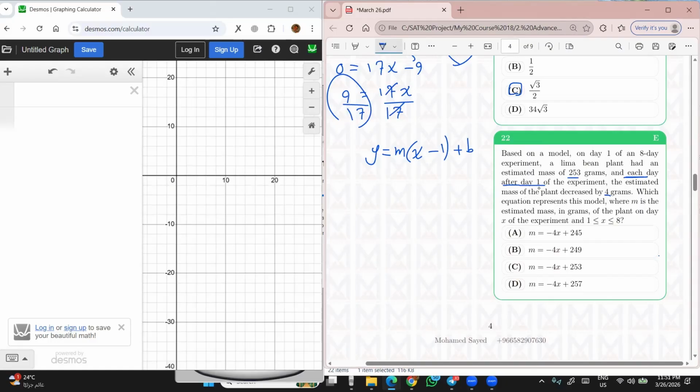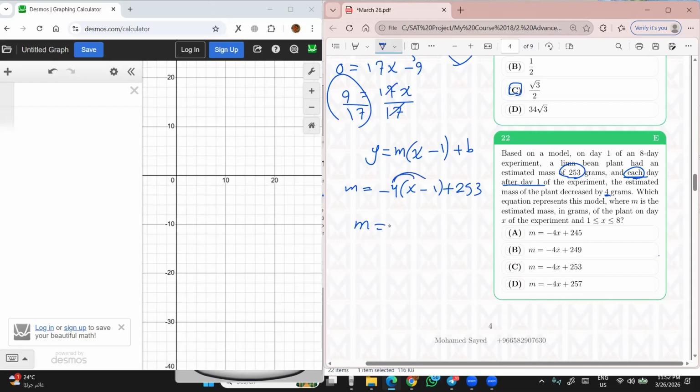So we start calculating from day 2, which makes x the number of days after day 1, which makes x minus 1 our option. If the question says after 3 days, we need to write x minus 3 and so on. And the initial amount b is 253, should be written here, and x minus 1, and m is that number with word each. Each day we decrease by 4, which means -4. But y here is mentioned as m, no problem. We just write m.